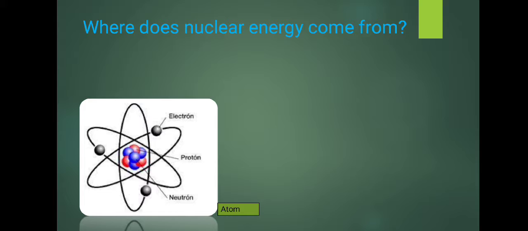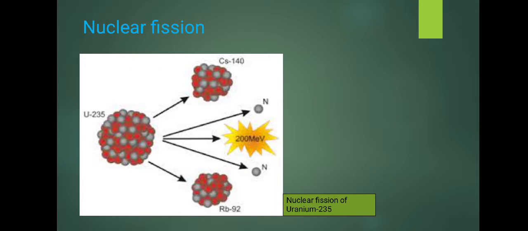Nuclear energy is obtained from the alteration of the nucleus of these atoms, releasing a large amount of energy, which is later transformed into electrical energy. To do this, there are two ways to produce nuclear energy, and I will explain them to you below. The first type is known as nuclear fission, and this occurs when the nucleus of an atom is divided. How do you break the nucleus of an atom?